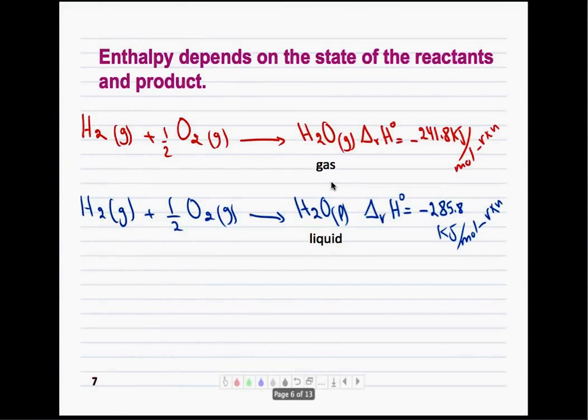And then you get frustrated. So make sure whenever you go to the tables on OWL that, when you're looking at the delta H, you look at the delta H for the reaction that you really asked about. That means you have to look at the state of the products and the reactants, because delta H depends on the state or the phase in which the reactants and the products are in.